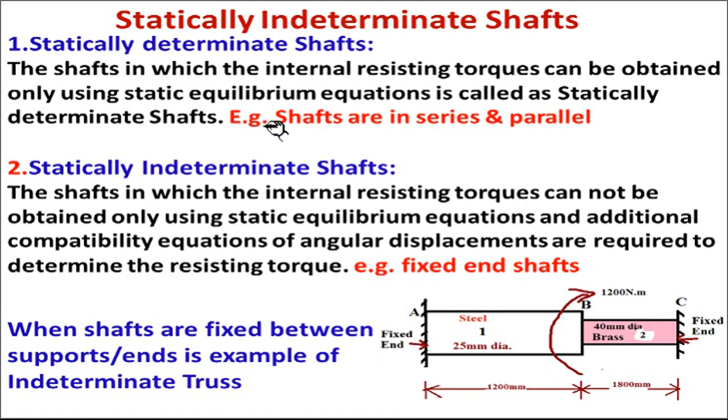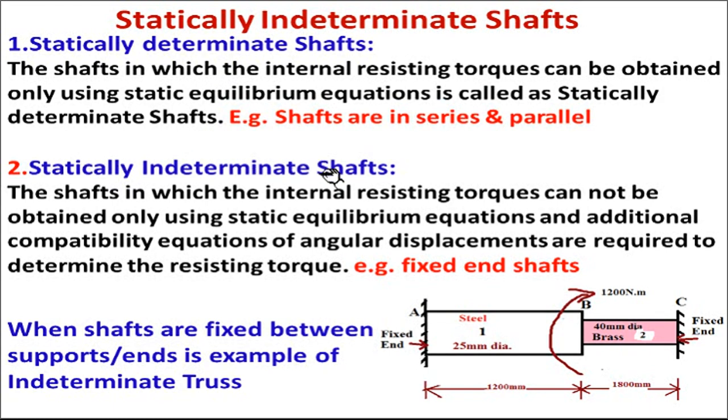Examples are shafts connected in series and in parallel. That is the example of statically determinate shafts. But when a shaft is indeterminate, what does it mean? Here unknowns will be more than 3. If unknowns are up to 3 and the available conditions are 3, then you can solve that problem. That is called a determinate problem.